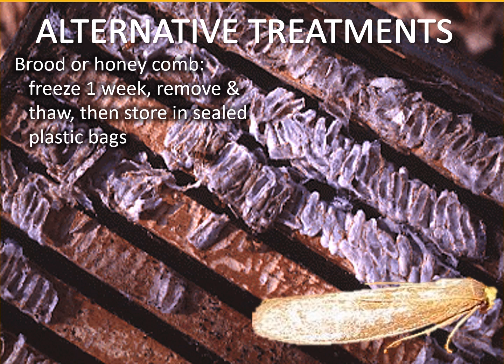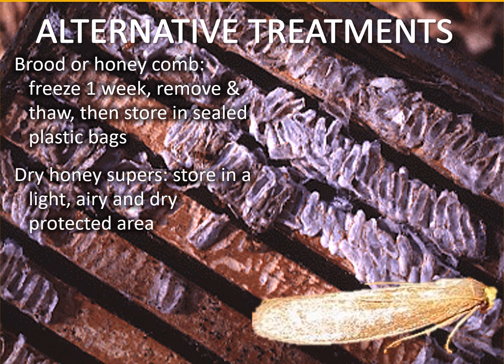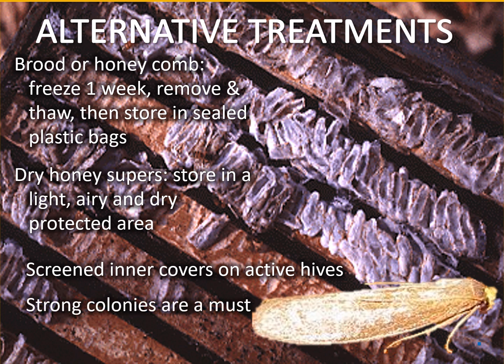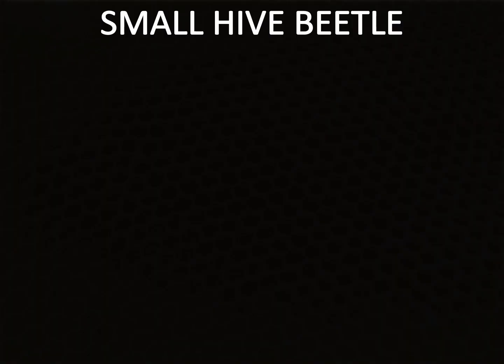Brood or honeycomb: freeze for 1 week, remove and thaw, then store in sealed plastic bags. So you're going to pull it out, put it in a bag, freeze it, thaw it, stick it in a box, still in the bag, and you just keep it sealed up. Dry honey supers, you can store those in a light, airy location. My grandfather used to, instead of stacking the boxes flat on top of each other, stack them on ends so that the frames would rest perpendicular to the ground and be exposed to light and air. Not direct sun, though. And then screened inner covers on active hives are helpful for keeping things airy. And then strong colonies are a must.